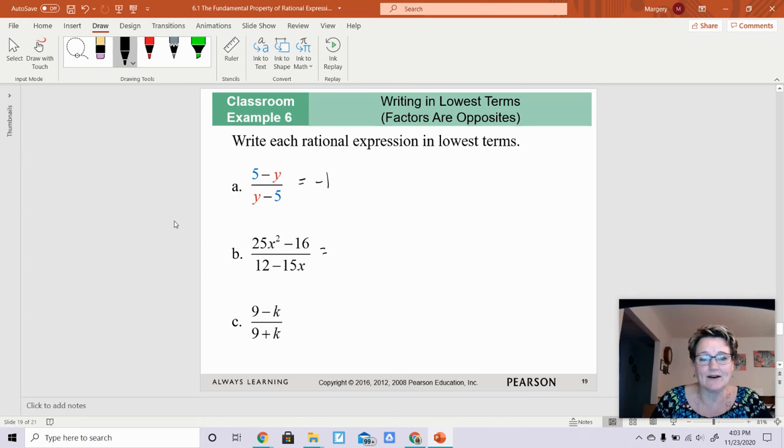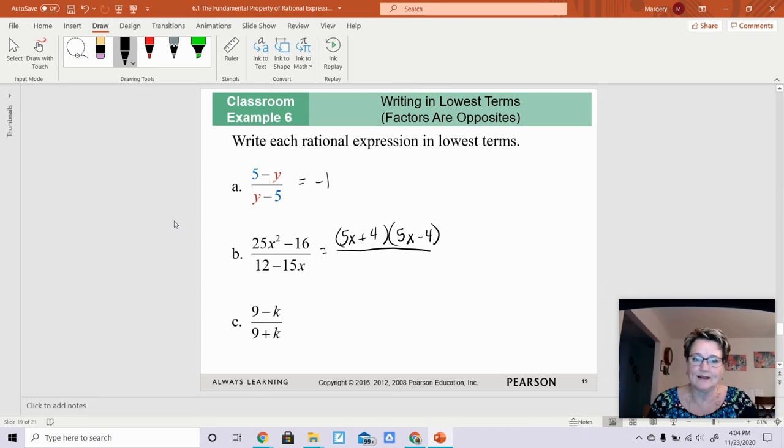Now, this one here, I do have to factor it. First of all, I can square root 25x squared. I can square root 16. There's a subtraction sign between them. That is known as a difference of squares, which means I get 5x plus 4 and 5x minus 4. Now in the bottom here, they both share a 3, so I'm going to factor out a 3. And I get 4 minus 5x.